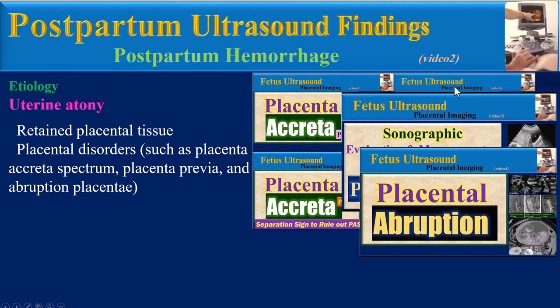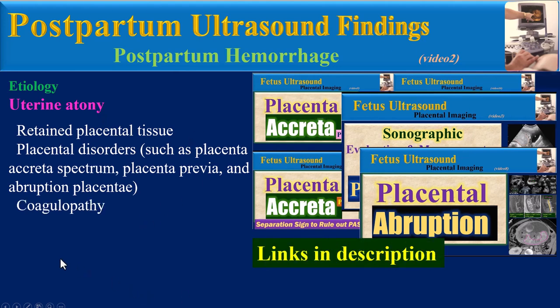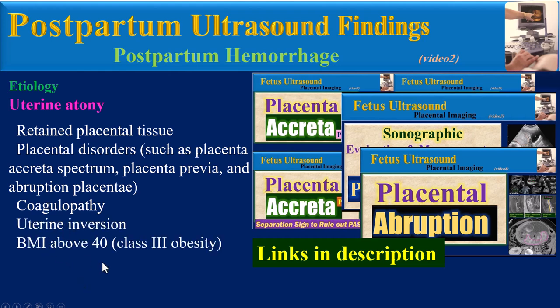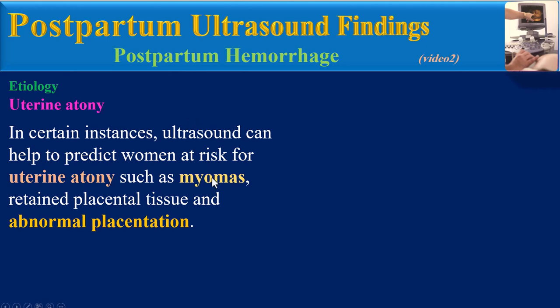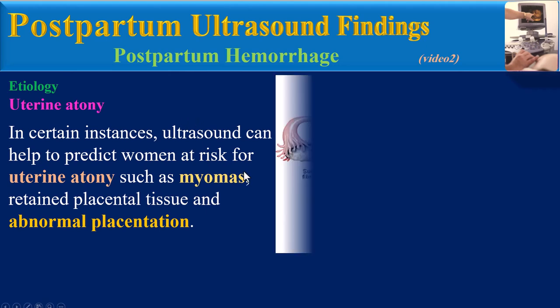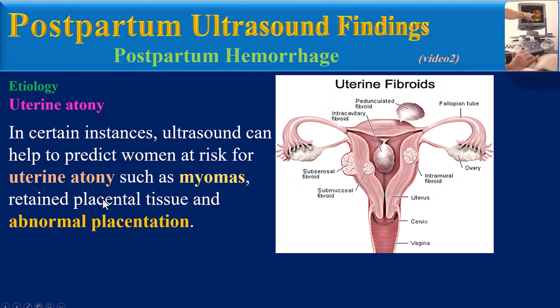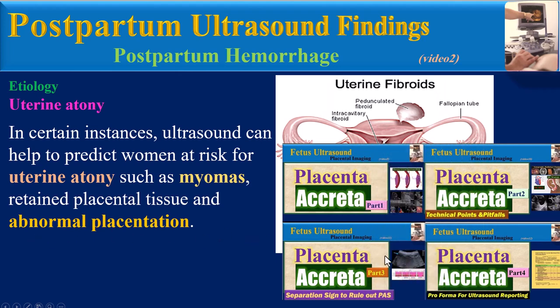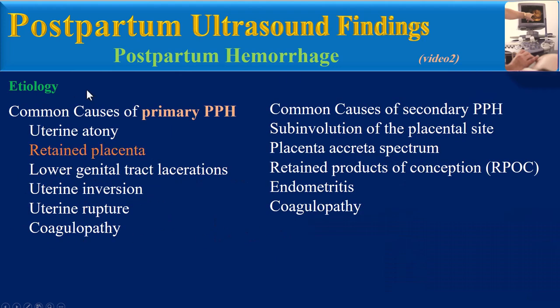There are full explanations about these items in these videos. Coagulopathy, uterine inversion, and very high BMI. In certain instances, ultrasound can help to predict women at risk for uterine atony, such as myomas, retained placental tissue, and abnormal placentation. Retained placenta was explained in video 1.